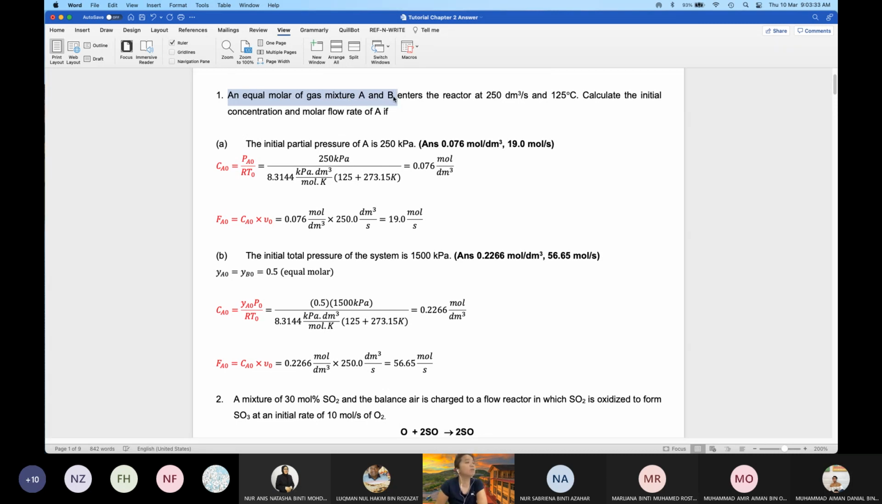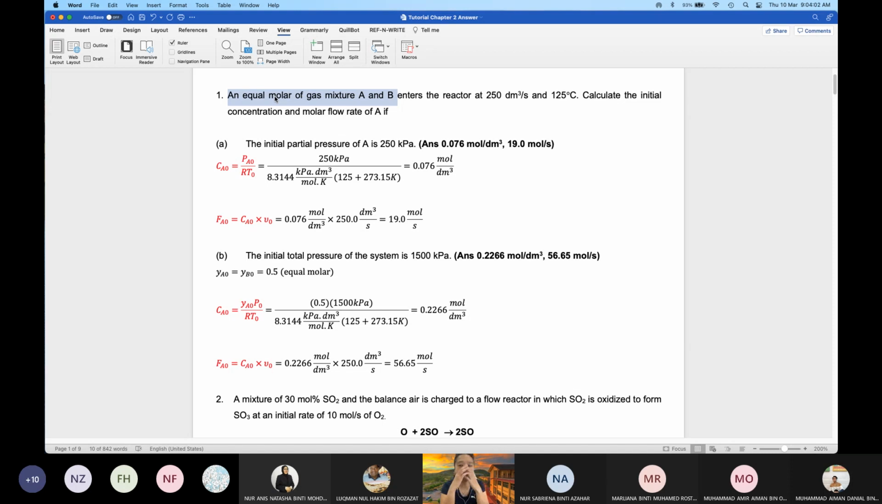and B. It's very important in engineering questions to understand the question first. Most of the time, students are not able to solve the questions mostly because they are unable to understand the question in the beginning. So it's very important for you to understand the question. In the first part, it says equal molar of gas mixture A and B. So what does this mean?